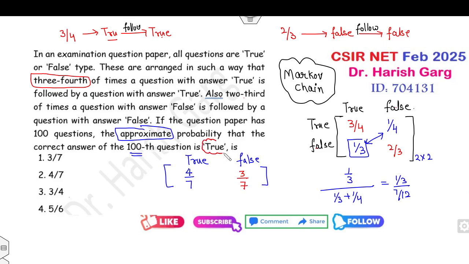And your target is to find the true probability. So the answer is 4 over 7. That is, B is the correct answer of this problem. You can see that it's a very simple approach. The only thing is you have to read the statement very carefully.